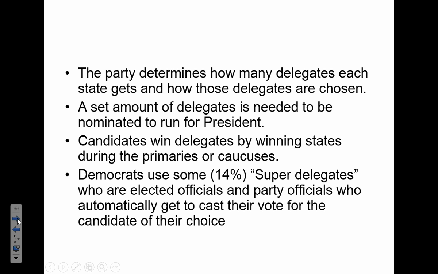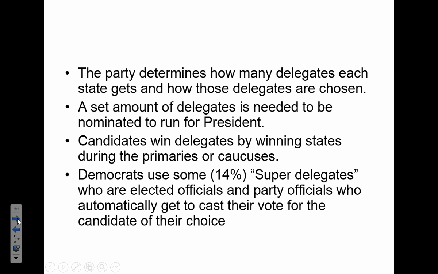The Republicans don't use the superdelegate thing. But the Democrats do. So if I'm a Democratic governor, or a Democratic senator, whatever, I'm a superdelegate, and I can cast my vote for whoever I want, no matter who my state had voted for. Okay, they have some say. And these things might be really, really important if it ever came down to the delegates mattering.